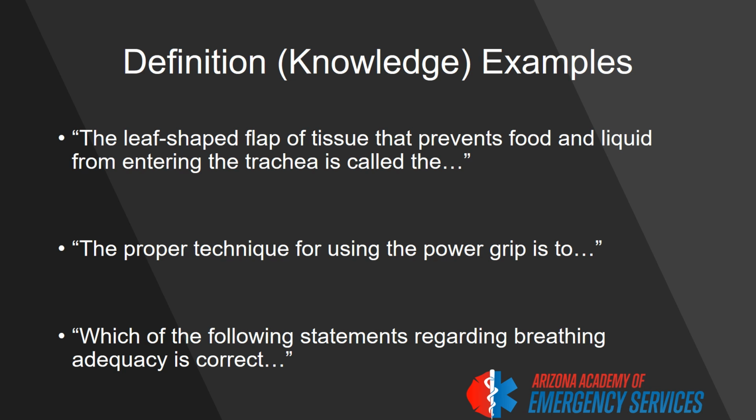Questions like the first bullet point, which is the leaf-shaped flap of tissue that prevents food and liquid from entering the trachea, is called the... This is an anatomy and physiology type question, and given the description, we should know that the correct answer is the epiglottis.